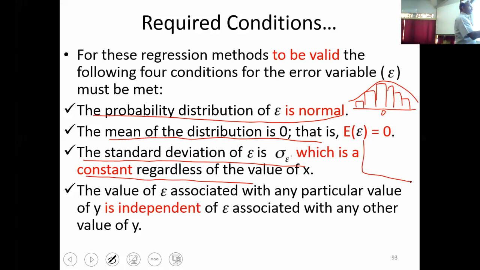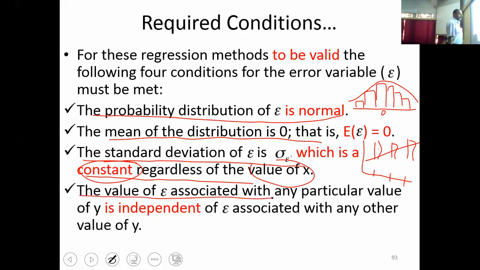So we already said this for different x values. The errors have to be distributed independently, but they should have more or less the same variance, right? Constant variance, regardless of the value of x. This we have already discussed earlier.